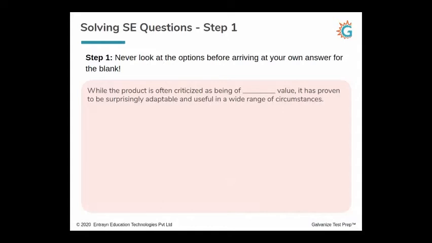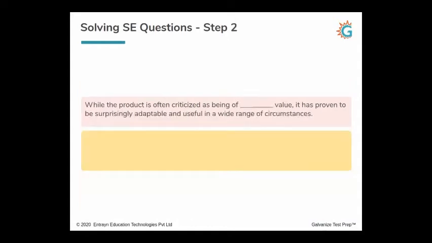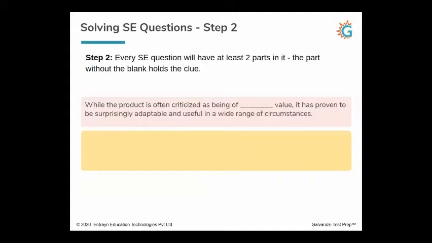So what is step 2? You have the question now, you don't have the options. Step 2 is every sentence equivalence question will have at least 2 parts in it. At least 2 parts.